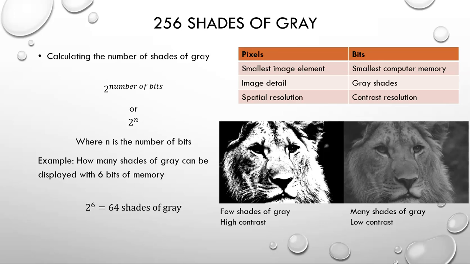So getting back to our analogy of pixels and bits, pixels are the smallest image element, and bits are the smallest computer memory. Pixels control the image detail, and bits control the grayscale. Pixels are responsible for our spatial resolution, and bits are responsible for the contrast resolution.